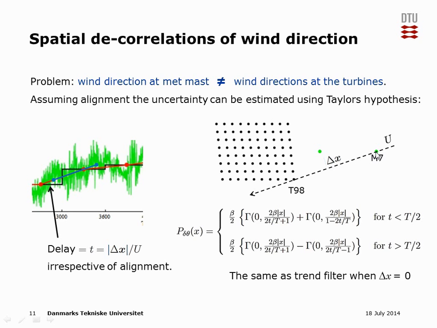So then there's a new effect here, which you could call a spatial decorrelation of wind direction. So if you have a mast here, a reference mast here, and you consider one of the turbines, then you would need a slightly different filter. It's a sort of a variation of this effect of wind direction, but now also considering that there's some sort of statistical decorrelation here.